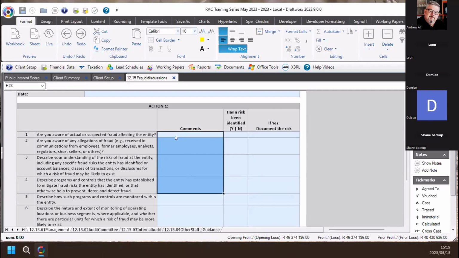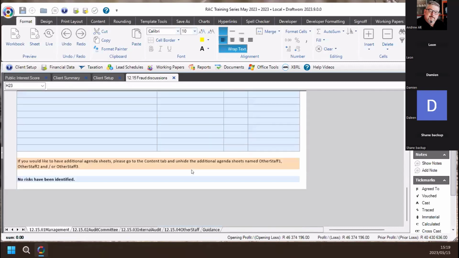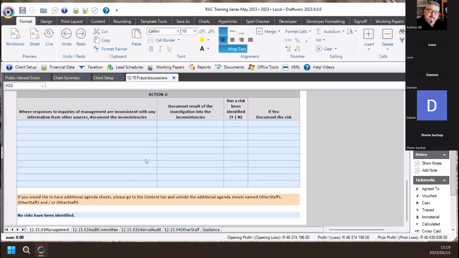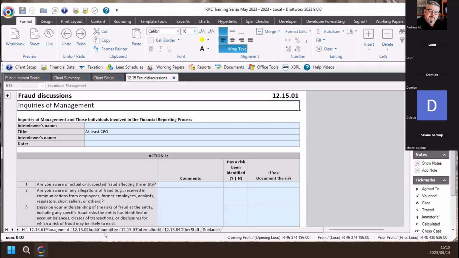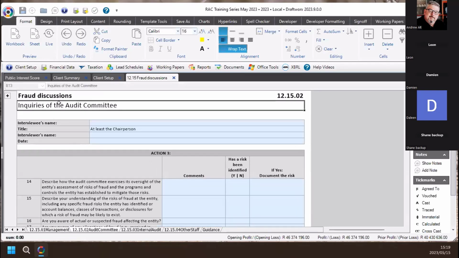You can just say, person X said this, person Y said that, so on and so forth, or they are in agreement, or they're not in agreement. And then I might want to go and document some more information around inconsistencies. We're looking at inquiries of management, inquiries of the audit committee.